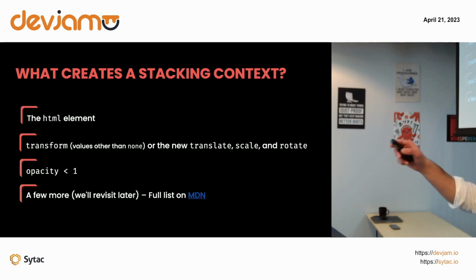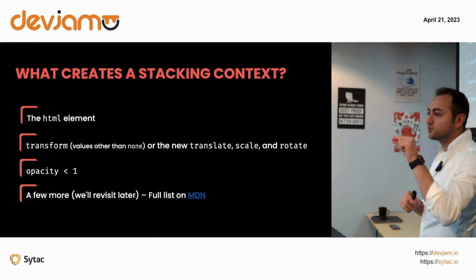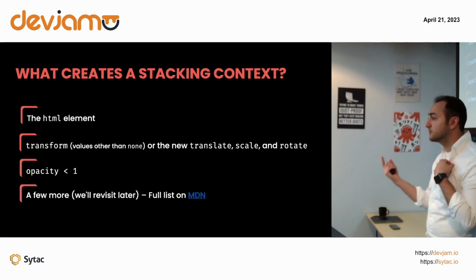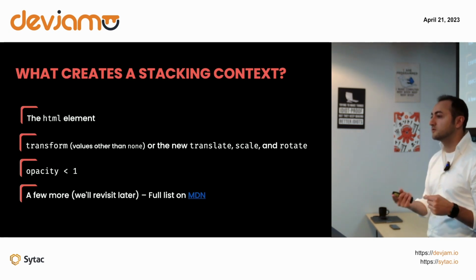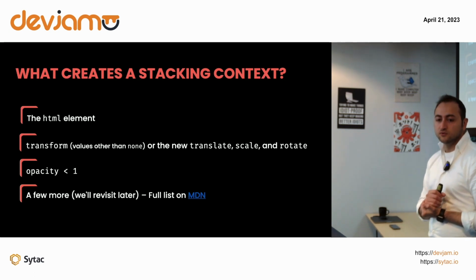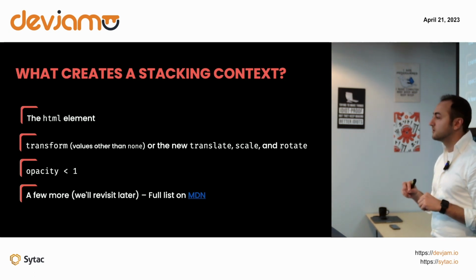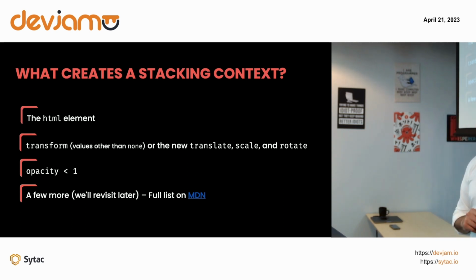So yes, this is to answer your question. What creates a stacking context? Well, the first thing that creates a stacking context is the HTML element, and this creates the root stacking context. Even if you don't write the HTML element, so if you write a page that just says H1 and P, when you run it the browser will create the DOM from it, and it will create the HTML element. So you will always have what we call the root stacking context. I'll talk about it in the next slide.